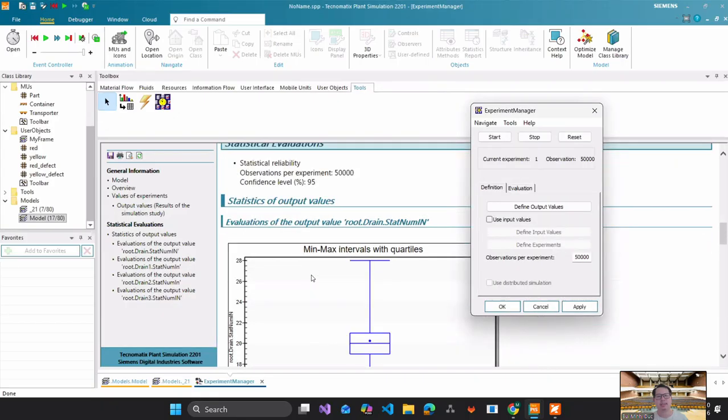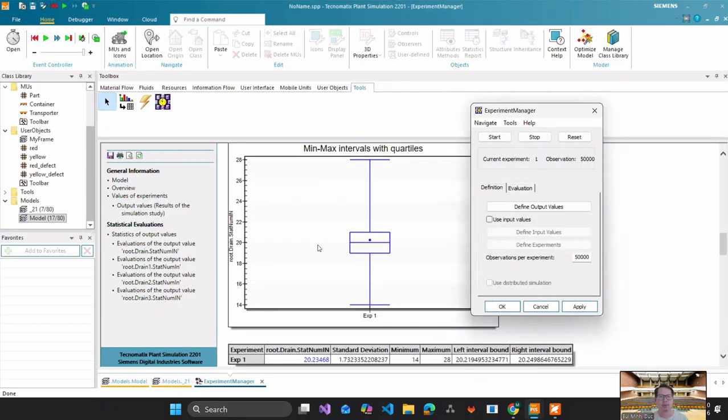And here is my summary. The values here are more concentrated, so the product is more or less between 19 and 21. The result is more concentrated. And here we have experiment. So what is an experiment? You can have multiple experiments in one simulation model.